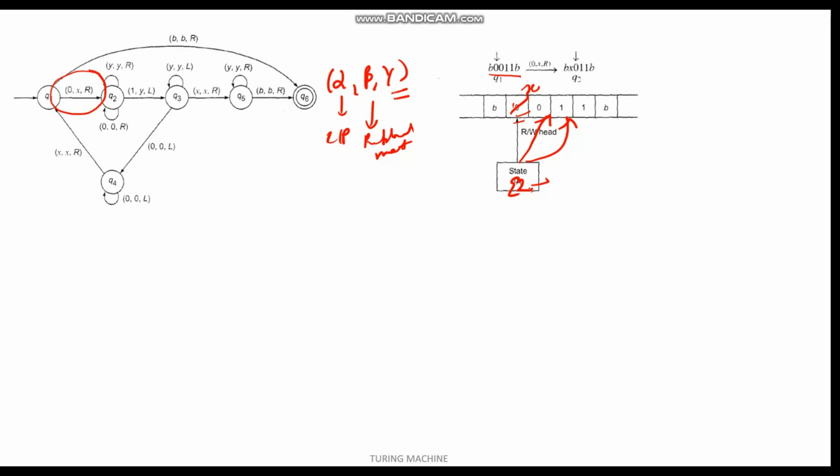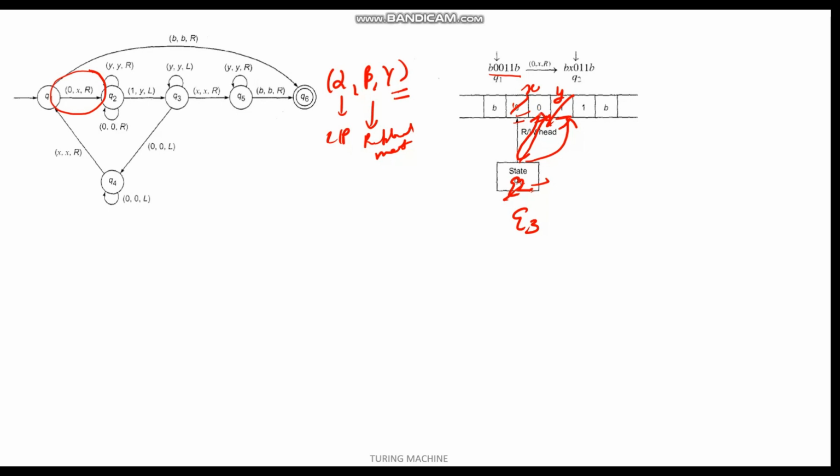Now what happens in the next case, when Q2 is given input 1. On Q2, when 1 is given, the state changes to Q3. Fine. And this 1 will be replaced with Y, so let us replace this 1 with Y. And what is next to be done? The head will point towards left. So now the head will again start pointing towards left.